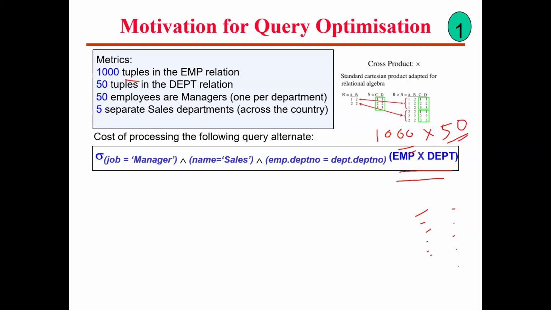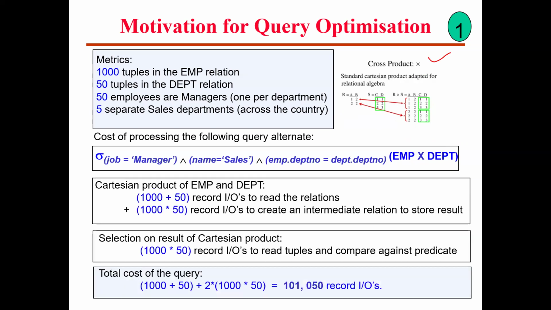Many times, all the rows inside the table. Okay. So did you understand how the cross product works? Okay, next move. Cartesian product of employee and department is going to create 1,000 multiplied by 50 records, and it will create an intermediary relation to store the results like this one. A big one it will create.